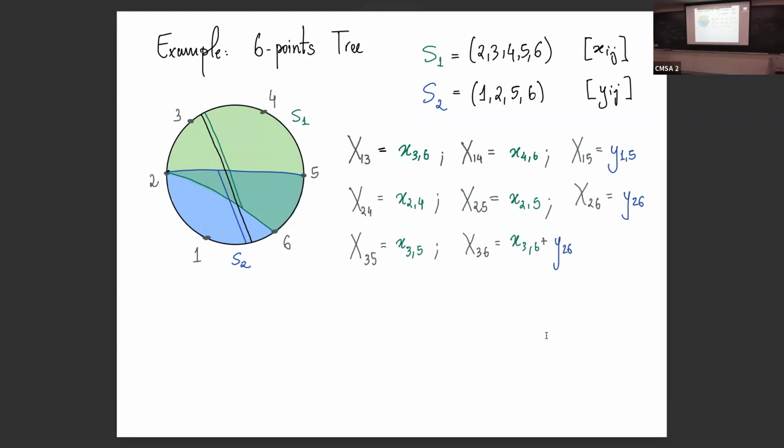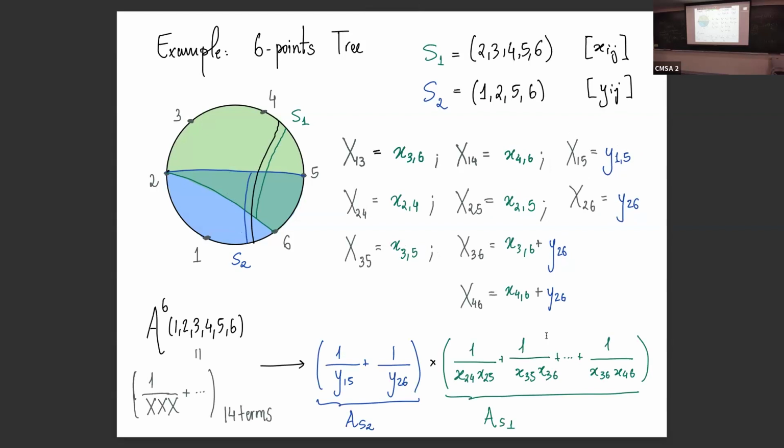So that means that it's going to map to the sum of two different kinematics. So inside S1 it is again curve X36. Inside S2 it is now curve X26. So we get this sum. And similarly for curve X46.